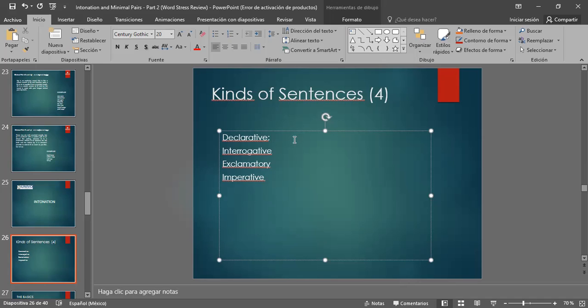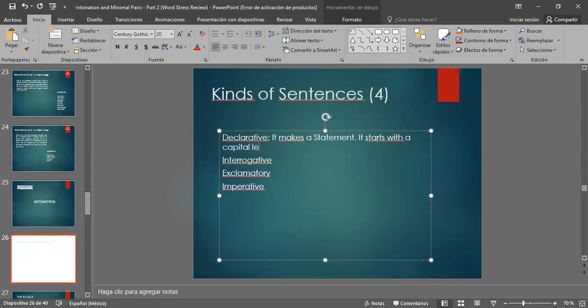Okay, nice. I am reading, right? It makes a statement. Okay. It starts with a capital letter and ends with a period. Ojo, miren, inicia con una mayúscula y termina con un punto.